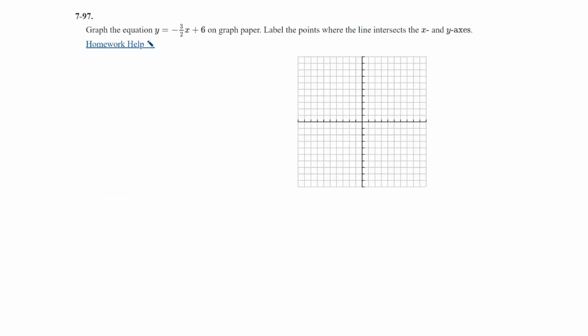Question 97, graph the equation y equals negative 3/2 x plus 6 on your graph paper. We know that the slope is negative 3/2, and we know that the y-intercept is (0, 6). So we can go ahead and plot the y-intercept, and then we can do our slope triangle, down 3 to the right 2. You can do that plenty of times on a 10 by 10 graph.